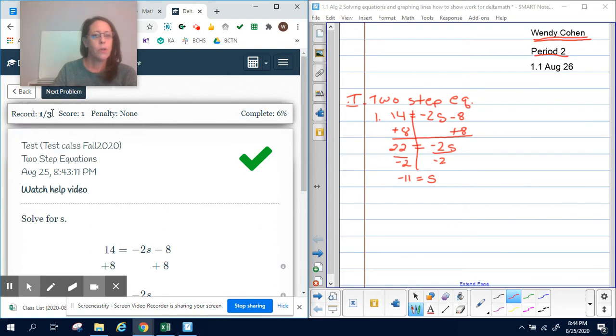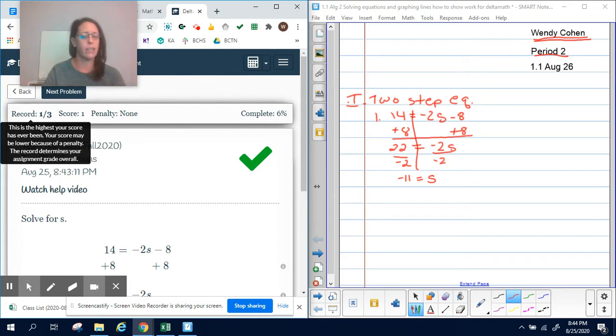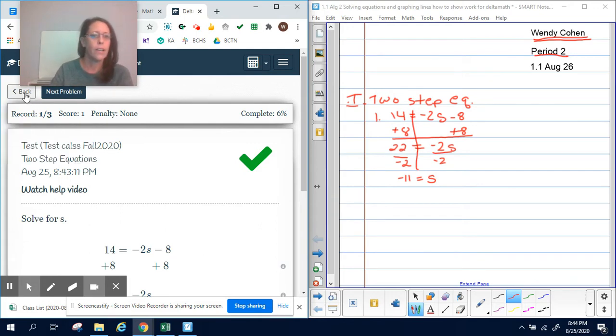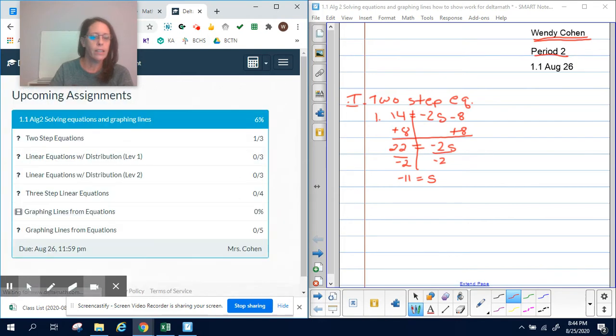So you would hit next problem, try to get another one right. Next problem, try and get another one right. If you miss one, you would have to do 4 to get 3 right. If you keep missing them, you might have to do 5 or 6 in this category until you start understanding or reach out for help so that I can help you get those right. Okay, let's get an example of this kind.